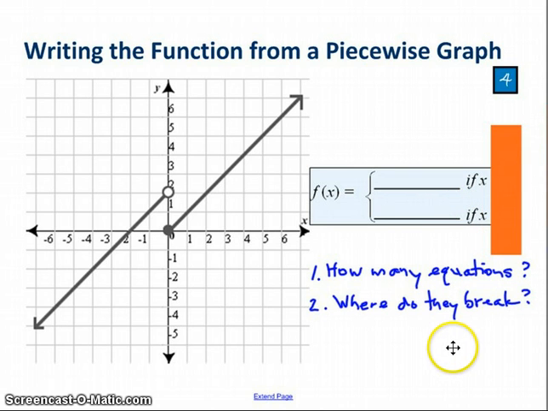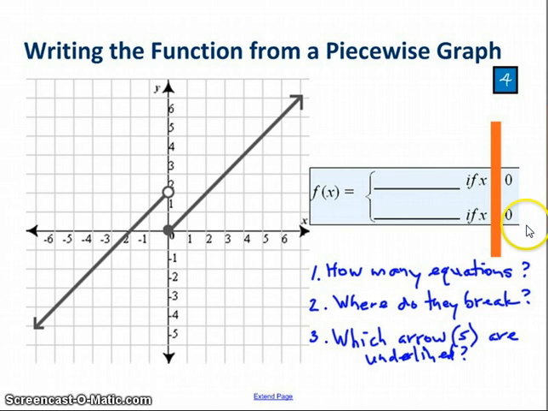Second step is, where do they break? Well, in this case, the two that I have here break where x is equal to 0. So I know that it's going to be if x is something in relation to 0, and the other one is going to be the opposite in relation to 0. So then the question is, which arrows are underlined? Well, in the case where you only have two to choose between, you're only going to have one that's underlined and the other that's not. In this case, the left side, or in other words, less than the breaking point, is not underlined, and the right side, or in other words, to the right of the breaking point, is underlined. So that's what it should look like for this particular setup.